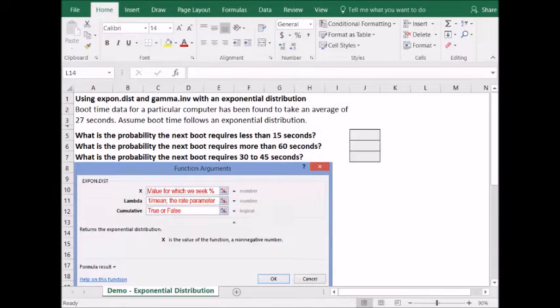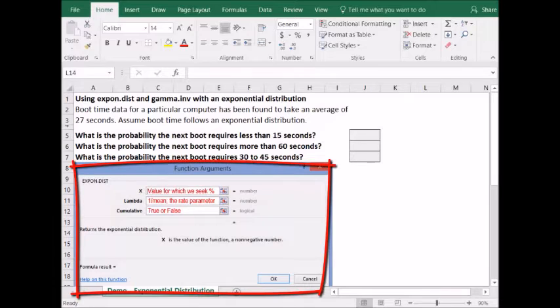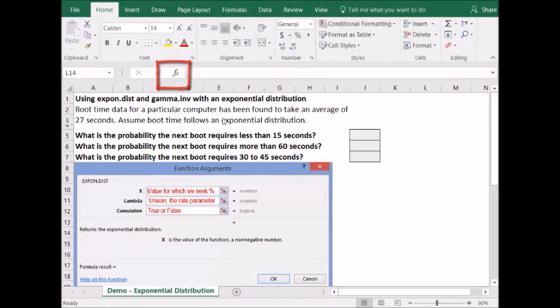If we wish to solve for the cumulative probability up to and including a certain boot time, we can use expon.dist, which is a formula in Excel. The dialog box, which pops up when you input that formula and click the F sub x button, is shown here. As you can see, it requires three components: x, which is the value for which we're seeking a probability, lambda, which is 1 over the mean, and cumulative, which can be true or false.